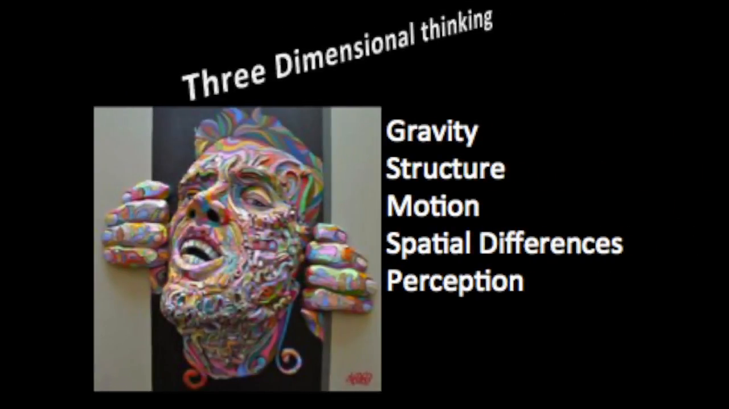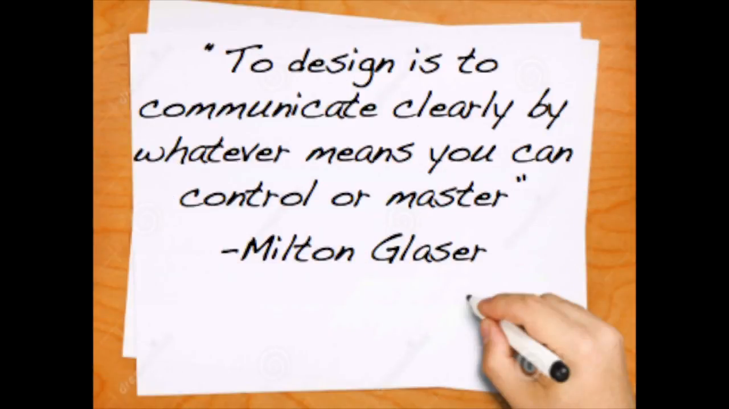When thinking 3-dimensionally, you need to take into account more elements that could affect your design. These elements include structure, gravity, motion, and the need to account for spatial differences and perception.